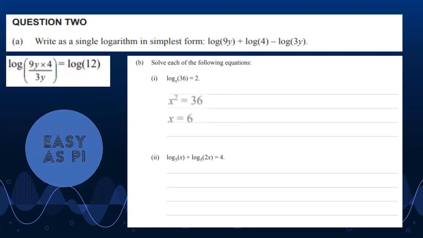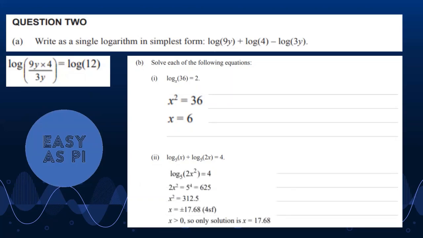And I'll pop the answer up. This is from the marking schedule. This is what they've got. Now, if we were to take the square root of 36 to find x, this is obviously 6. So that's answered the question, and we'll move on to II.